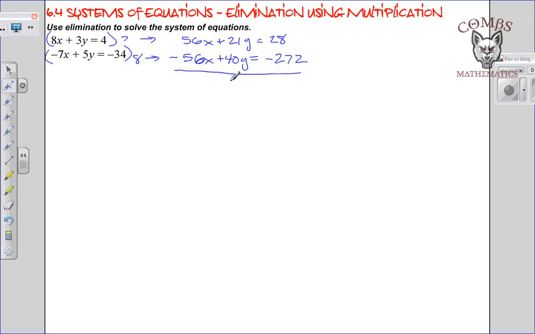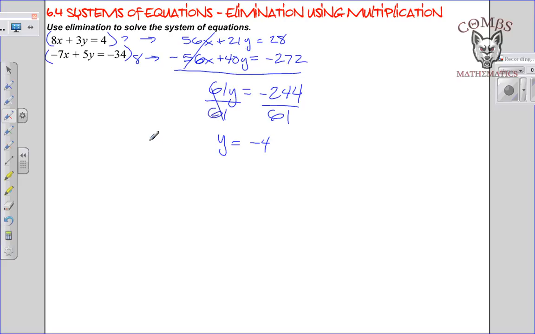Now my equation is set up to eliminate the x variable terms. So 56x minus 56x cancels out. 21y plus 40y gives me 61y. And 28 minus 272 is negative 244. Now I want to isolate the variable by dividing both sides by 61. And we end up with a solution of y equals negative 4.